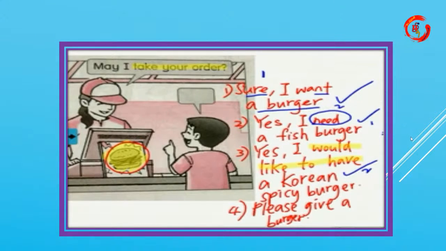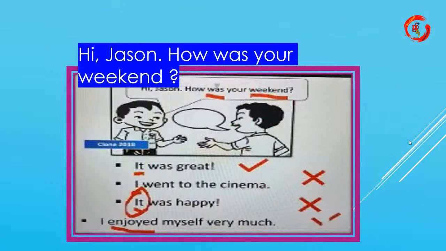All right, let's look at the third question. Okay, I've typed the question on top for you because the one in the dialog box is not clear. The bigger version is on top there. Let's read the question. Hi, Jason. How was your weekend? The boy from the left is asking, hi, Jason. How was your weekend? So how must Jason answer?